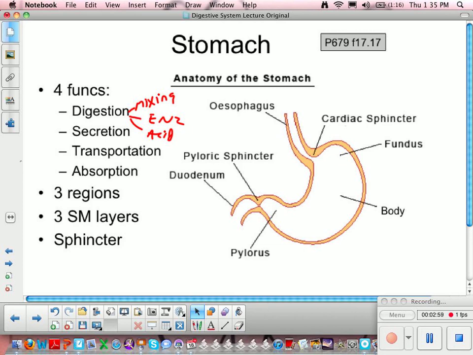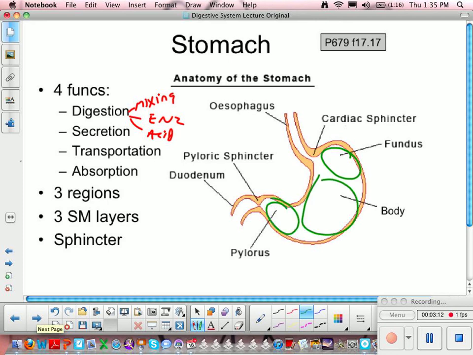Three regions of the stomach that we talk about are the fundus, so this region up here, the body, a larger region, and the pylorus. The pyloric sphincter keeps material from entering the small intestine until it's ready.